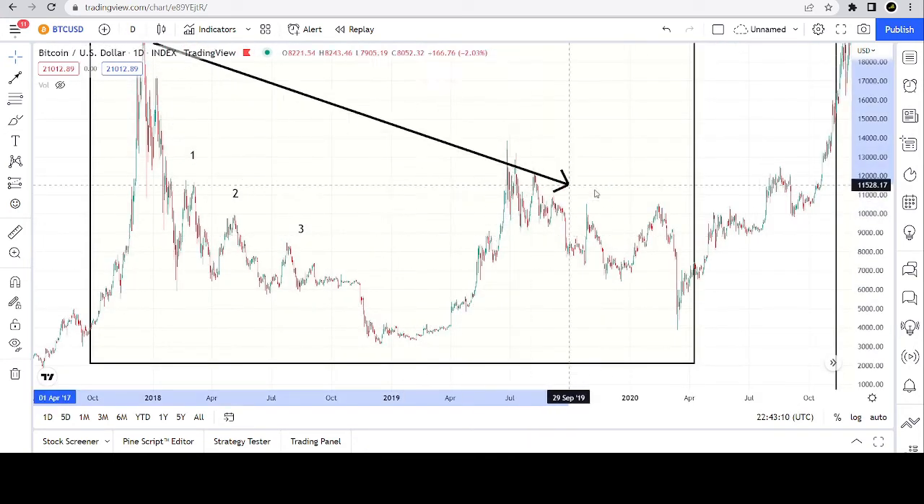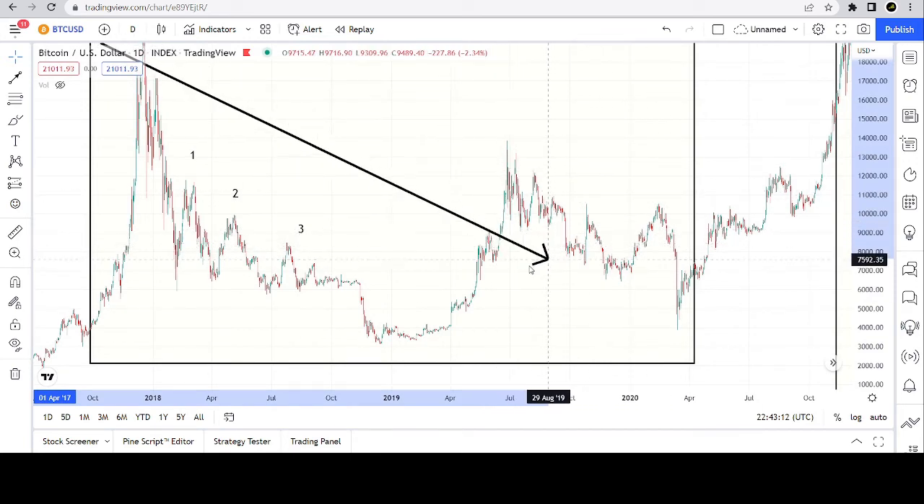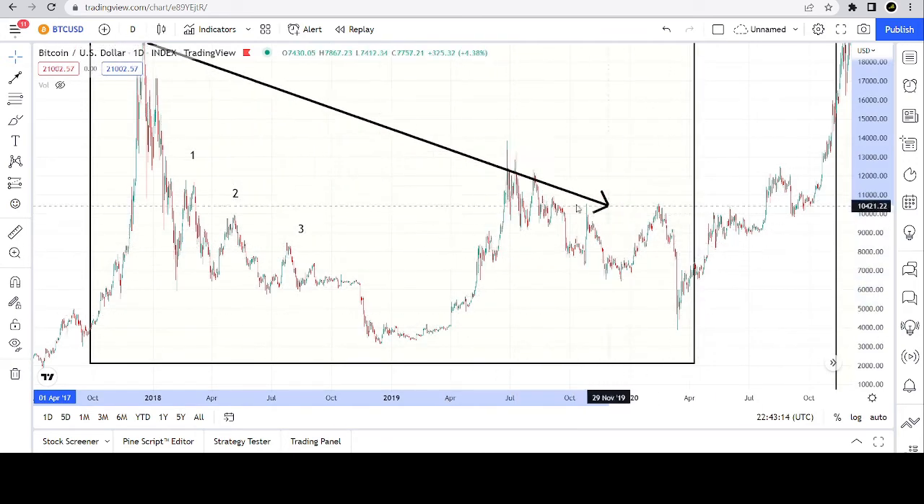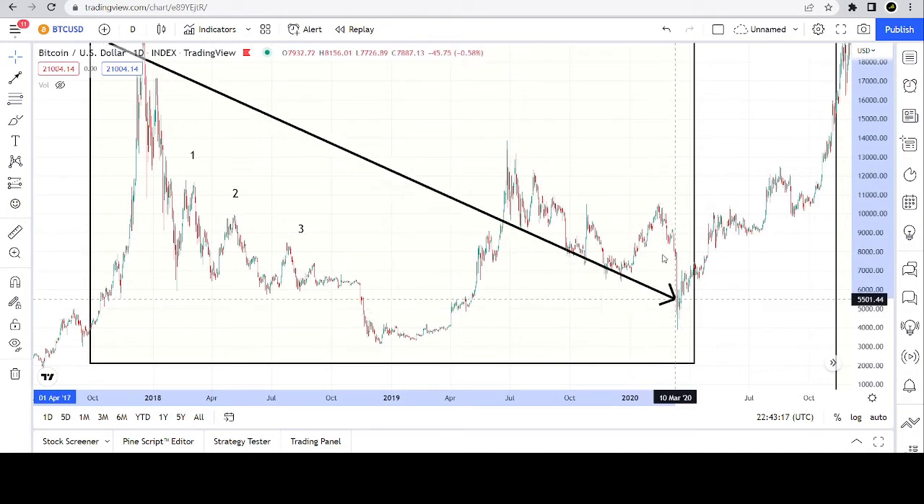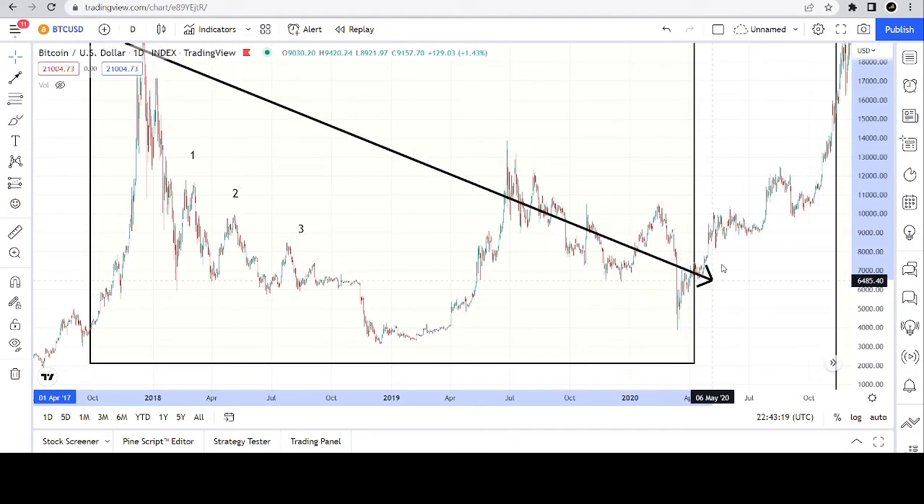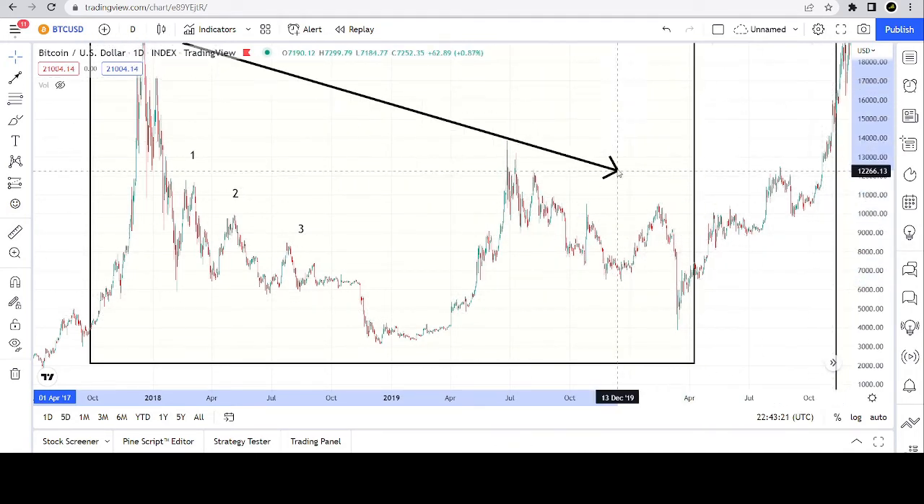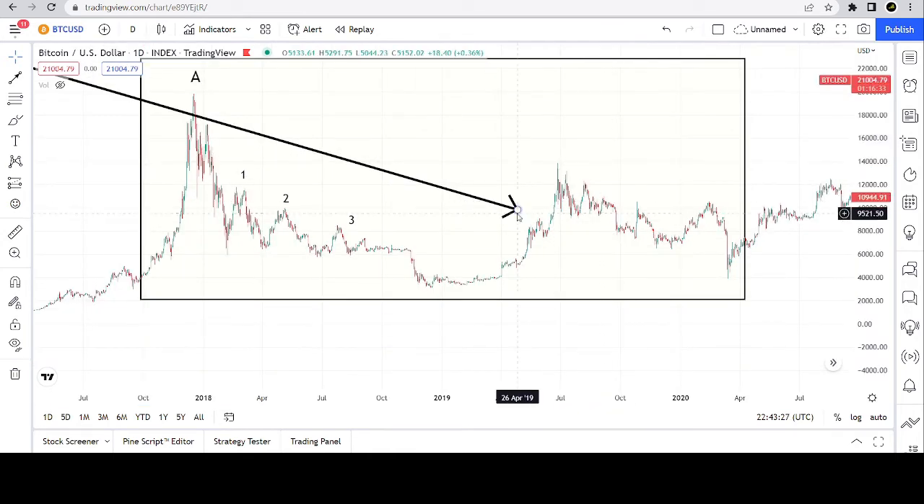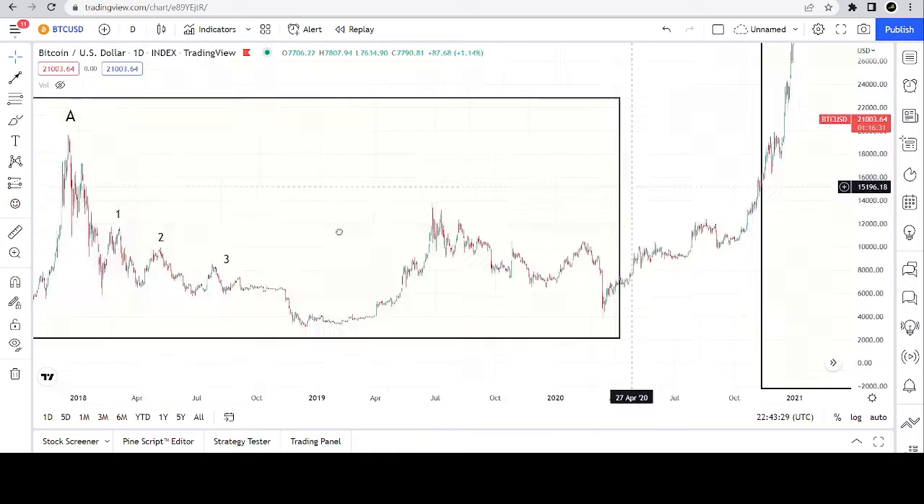So after this, it does that correction. Now this one is really exaggerated as well, that corrective structure in the recovery. It's very large and bold, after which it moves along to make higher highs. Let's move on and see what else history has to show us.